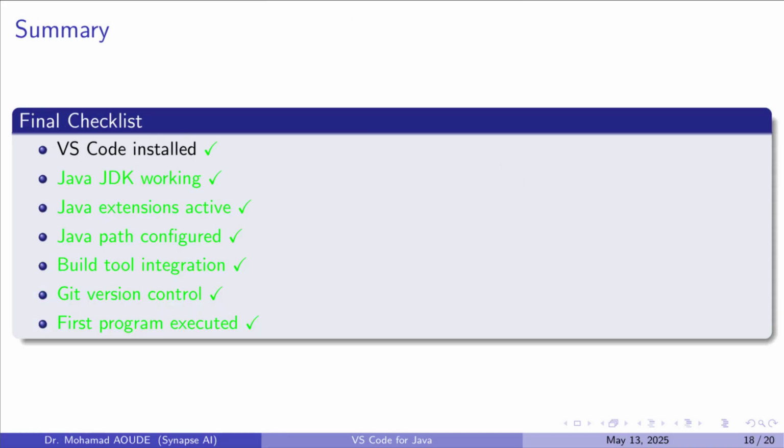To summarize this foundational lecture, you should now have your development environment ready. Let's go through the checklist. VS Code installed. Java JDK working and verified. Java extensions active in VS Code. Java path configured so VS Code and the system can find the JDK. Optionally, build tool integration like Maven set up. Optionally, Git version control initialized for your project. And most importantly, your first simple Java program created, compiled, and executed.